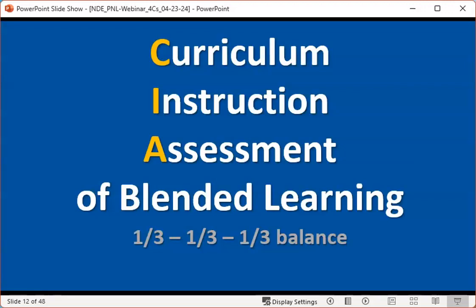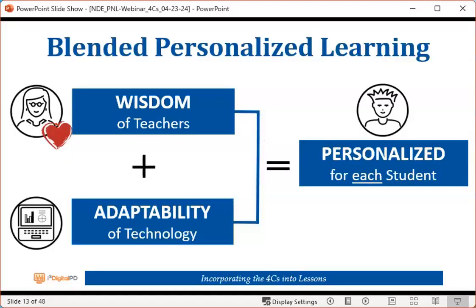So let's hit that just briefly, because I really want to talk about that 1/3, 1/3 balance as it pertains to DOK levels, or depths of knowledge. So blended personalized learning, I taught high school math for 10 years, so I try to make things simple. And you can see I've got 3 icons up here.